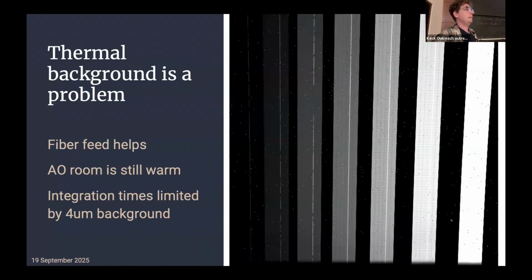So this is a raw frame in the L-band off of NIRSPEC. You can see the spectral orders are these vertical lines. And you can see immediately that the background is hugely variable. There's about 100 counts of background at 3 microns, and there's about 12,000 counts of background at 4 microns, and that's in 60 seconds.